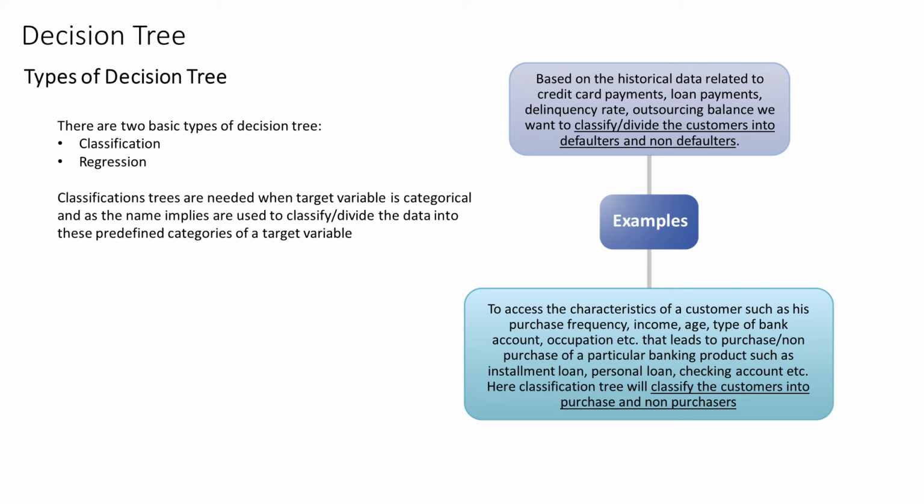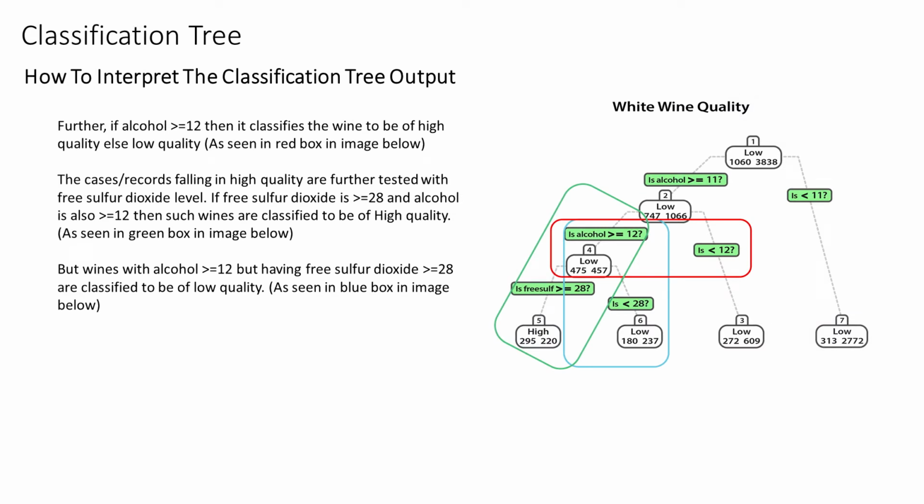The next type of classification technique we will review is the decision tree. Classification trees are used when the target variable is categorical, and as the name implies, are used to classify and divide the data into these predefined categories of a target variable. Regression decision trees are used when the target variable is numeric.